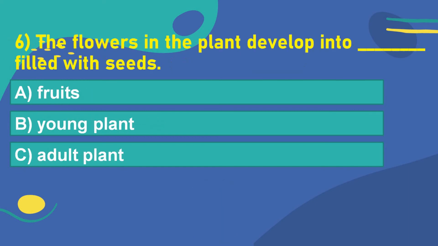The sixth question is, the flowers in the plant develop into dash filled with seeds. Option A, fruits. Option B, young plant. Option C, adult plant. Think of the answer. Your time starts now. 5, 4, 3, 2, 1, 0.